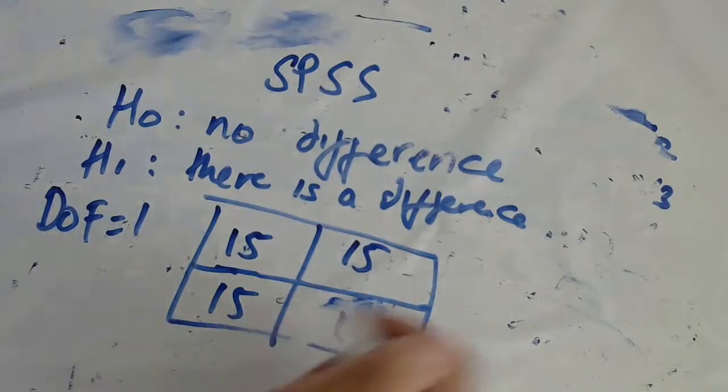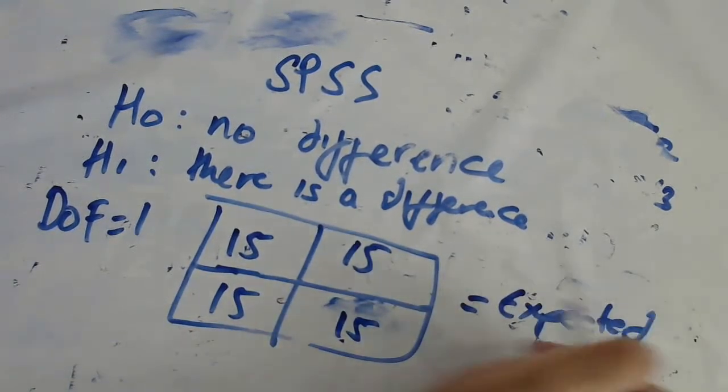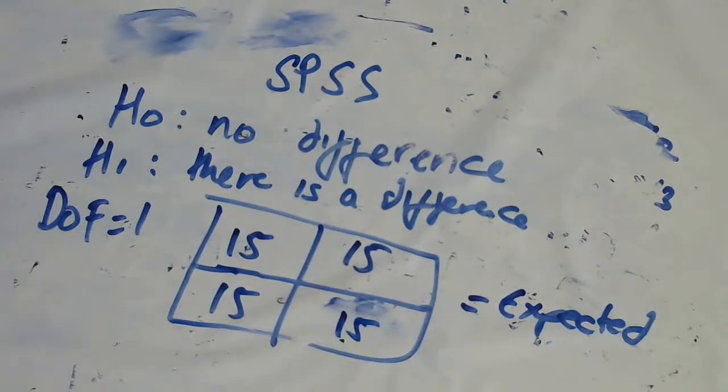So this is what you're expected if the null hypothesis is true. If null is true, nothing is different. Whether you're a boy or a girl, whether you like cars or whether you like soft toys, everything will be the same because there's no difference between them. So that's your expected table.